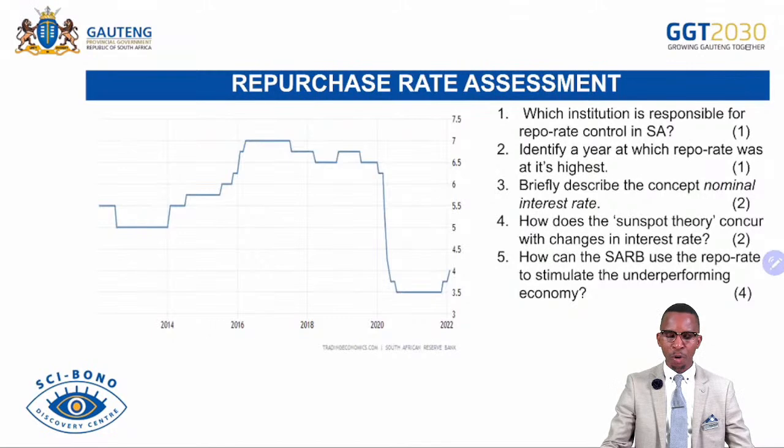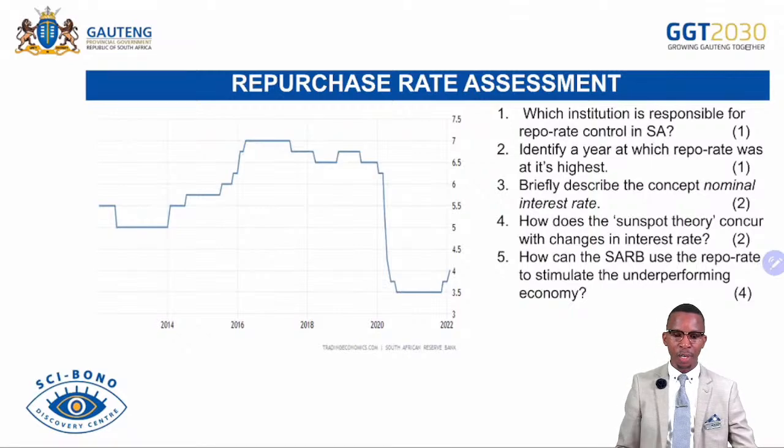Briefly describe the concept nominal interest rate. How does the Sunspot theory concur with changes in interest rates? And then how can the South African Reserve Bank use the repurchase rate or repo rate to stimulate the underperforming economy? That is 4 marks.